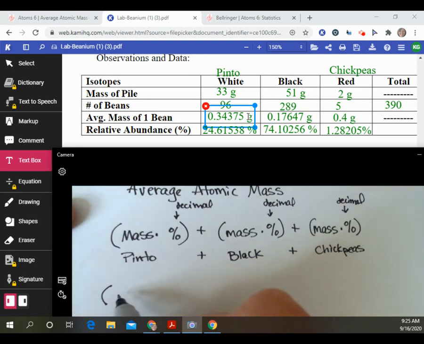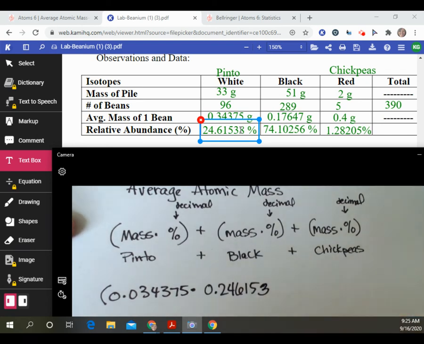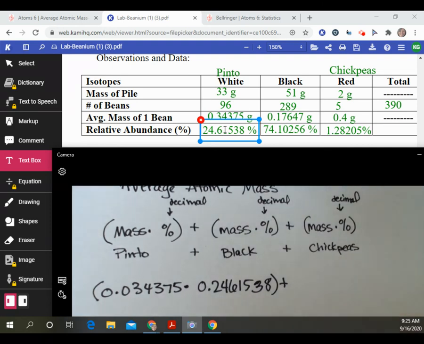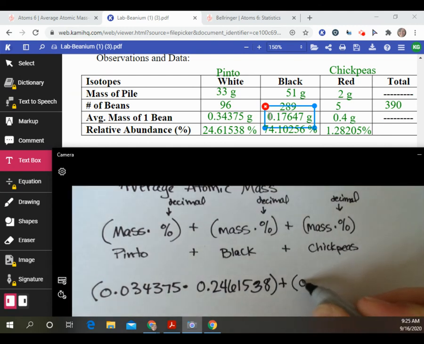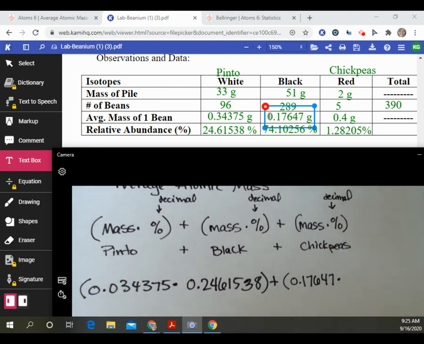We're going to say 0.034375 times the percent. And when we put this in a decimal point, we're going to say 0.24 61538. Okay, so it's going to get a little bit long, and that's okay. It's just the nature of these problems. So for the black beans, we're going to use the mass here. And we're going to use the percentage of the black beans in a decimal.